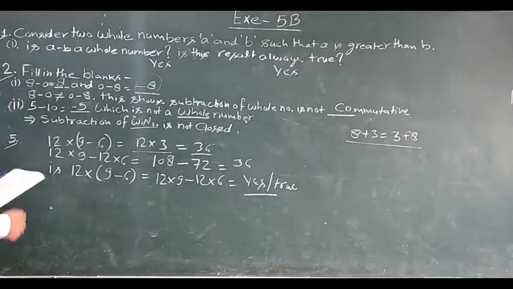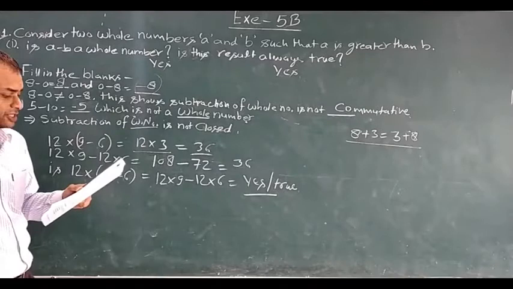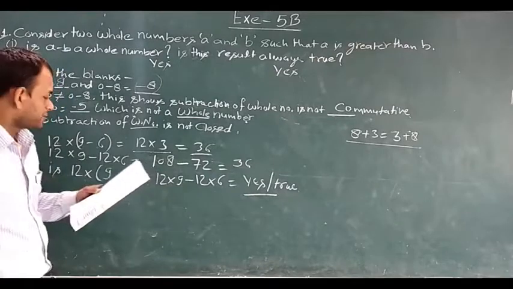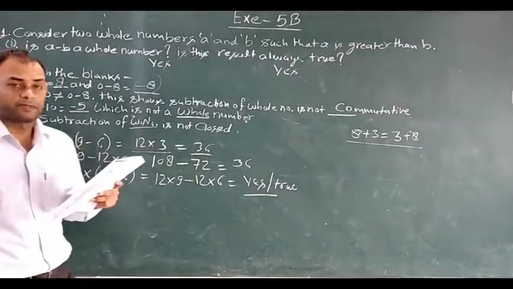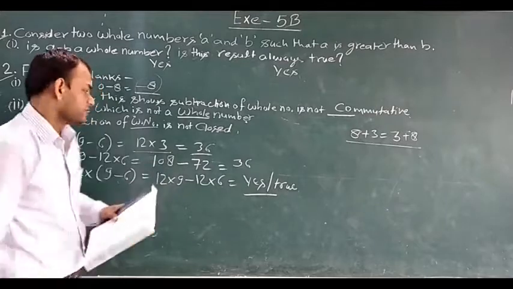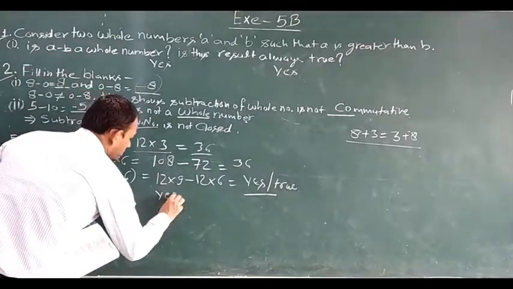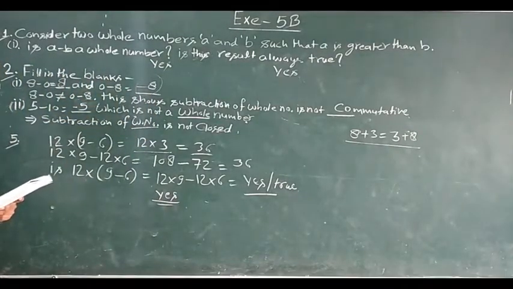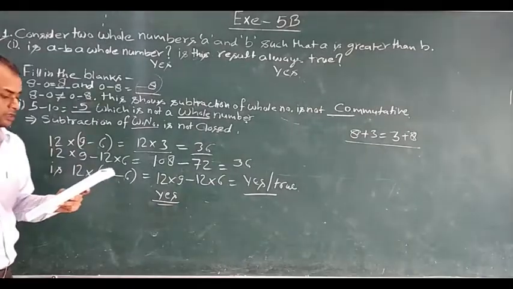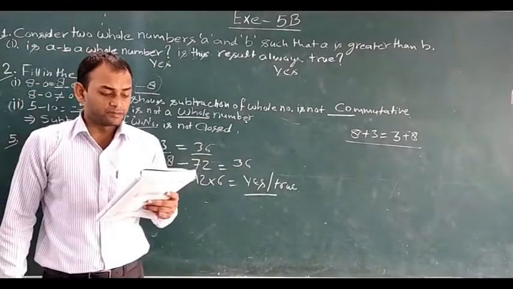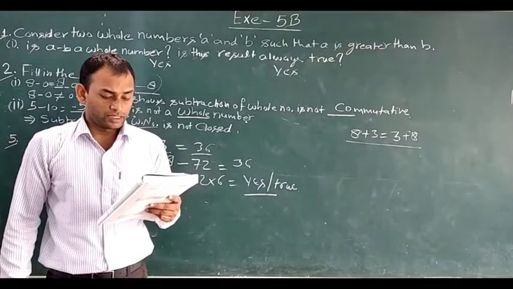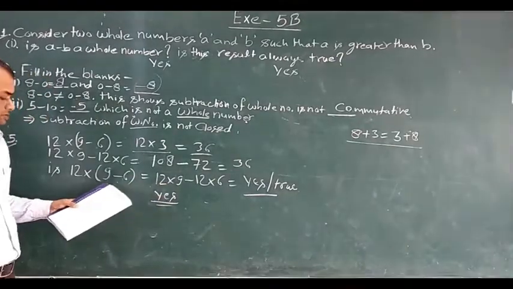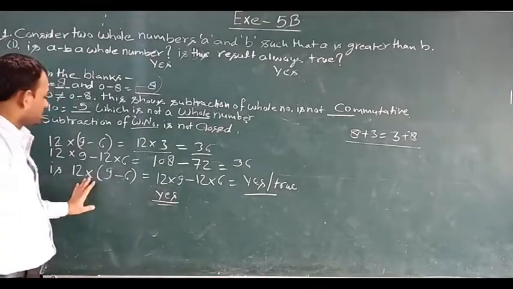Now after that, a statement is given: is this type of result always true? Yes. Whatever answer you get, it will be true. And after that, one more statement is there. Name the property used here. What is the property? I told you which type of property is given here. That is the distributive law, or you may say the multiplication over subtraction.